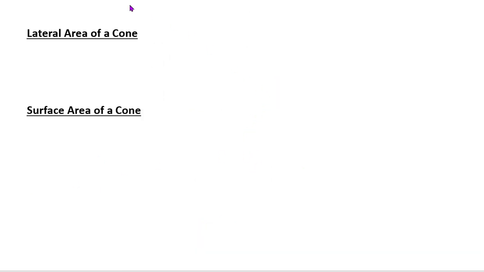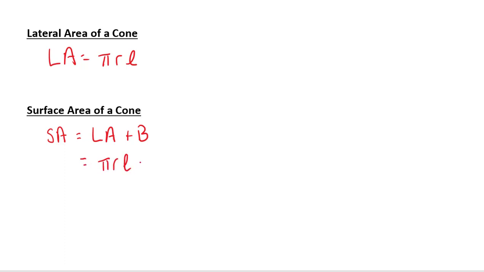So the formula for lateral area is pi r l: pi, the radius of our cone, times the slant height. The surface area is our lateral area plus the area of the base. Well, the lateral area is pi r l plus the area of the base is pi r squared.